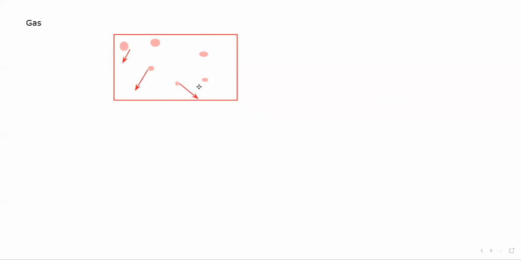Then for gases, the state of matter in which the particles are far away, with negligible force of attraction between the particles, moving randomly, continuously colliding with the surface or the wall. But they're not moving in a specific direction, they are moving randomly.